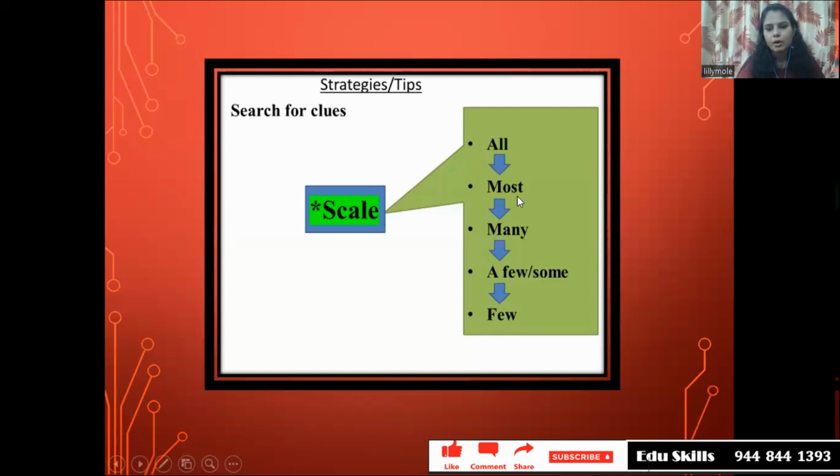Maybe you will see words like all, most, many, a few, some, or few on your test or in the audio. If you see these, it will help you get near to the correct answer, so listen carefully to all these scales. All is not the same as most. Most is not the same as many. Many is not the same as a few or some, and a few is not the same as few. Few means almost nothing. Many is more than that, more than two. Most is almost 90%, and all is 100%.